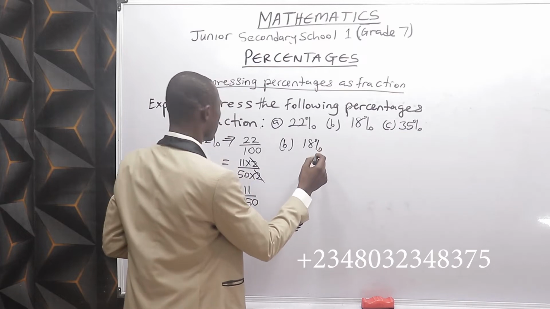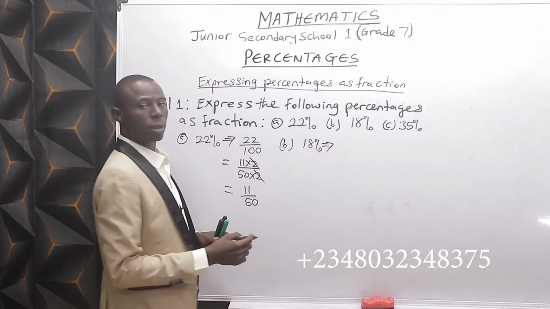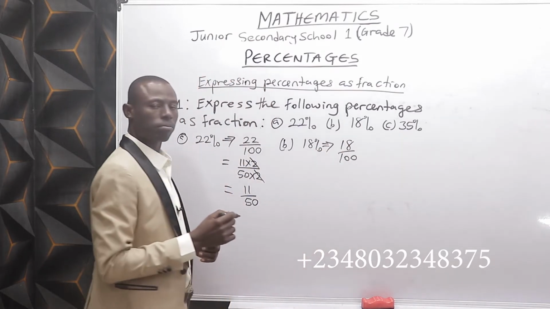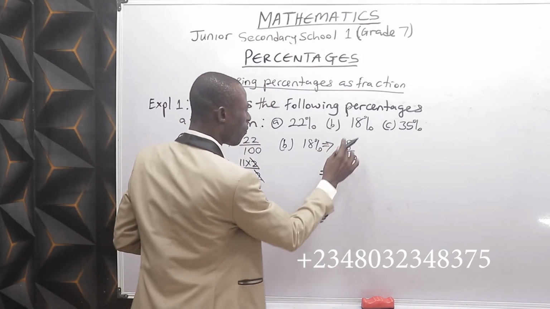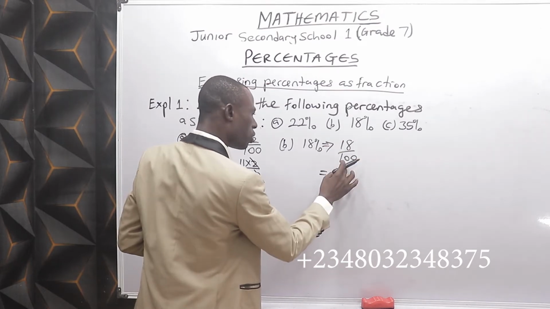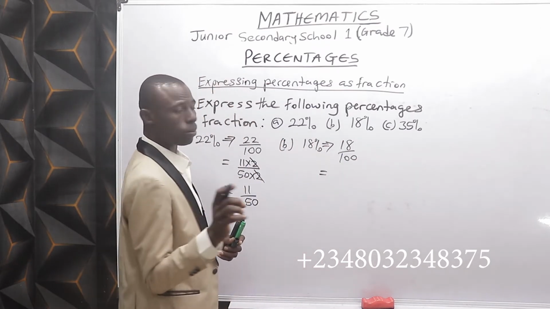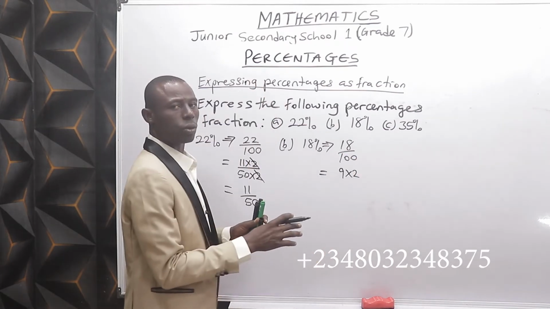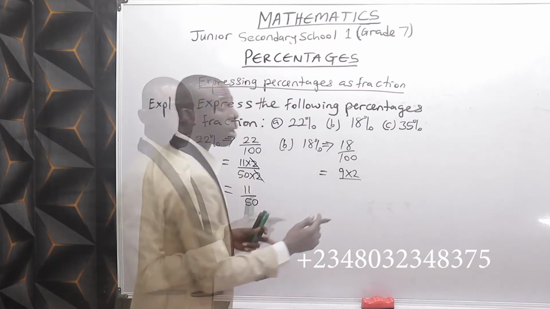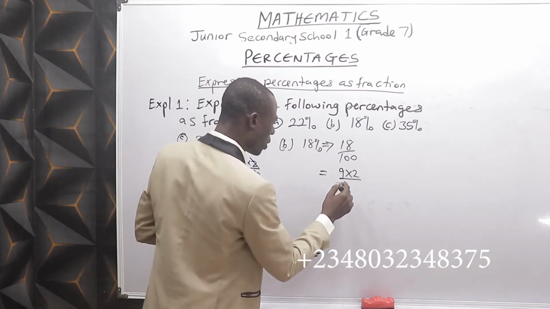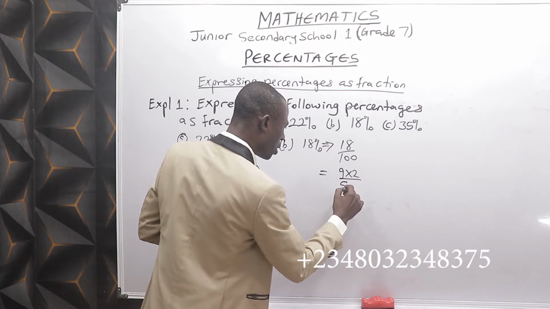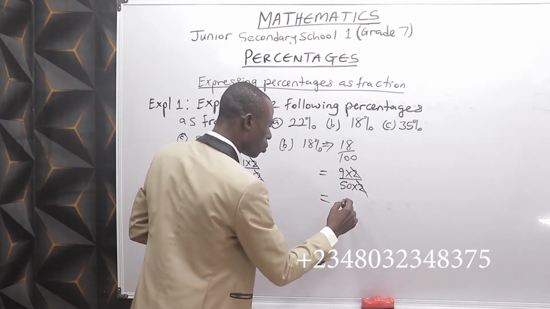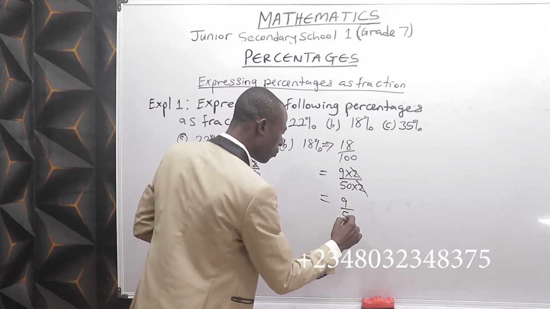B, 18%. To fraction, we mean 18 divided by 100. Then, the common factor to 18 and 100 is 2. So we write 9 times 2. We break 18 into the reasonable factor that will make us reduce it to the lowest term, as we write 50 times 2 as well. 2 takes care of 2, we have 9 over 50.